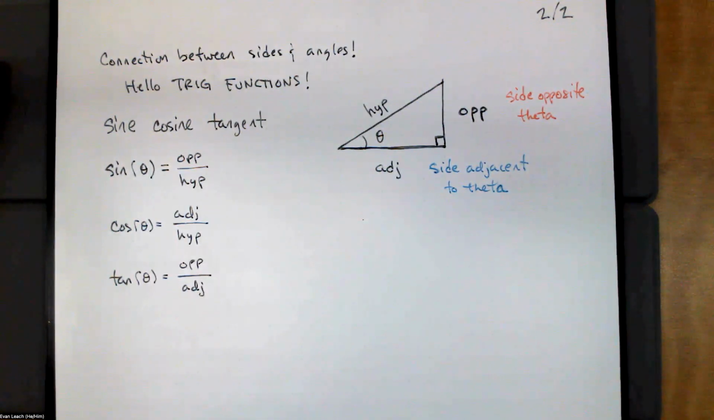Sine is opposite over hypotenuse. Cosine is adjacent over hypotenuse. Tangent is opposite over adjacent. How's everybody okay?